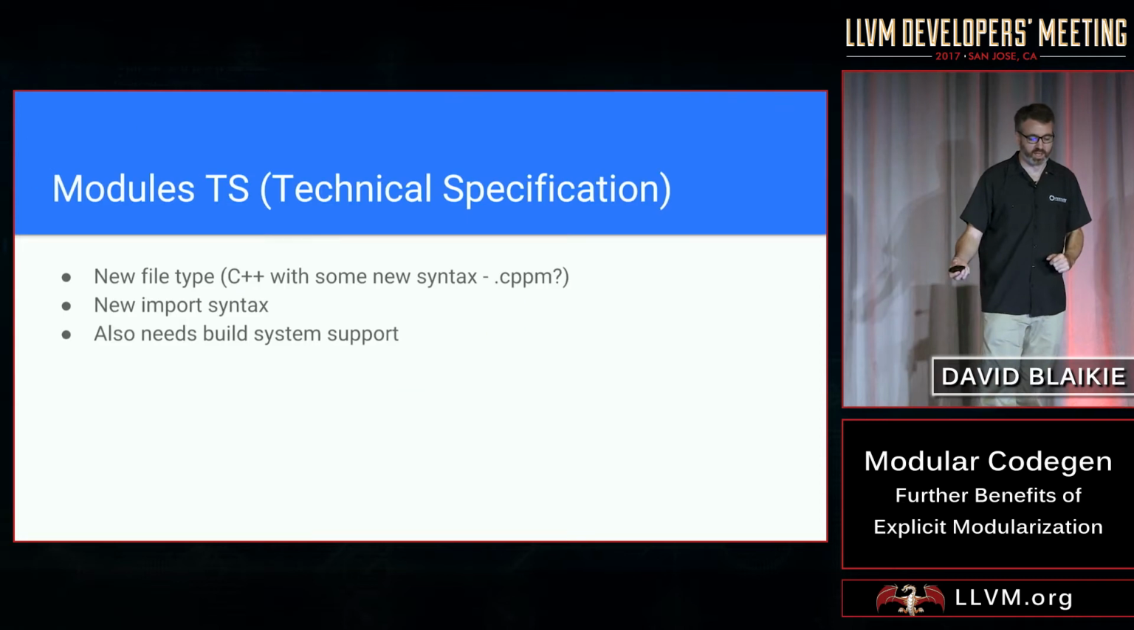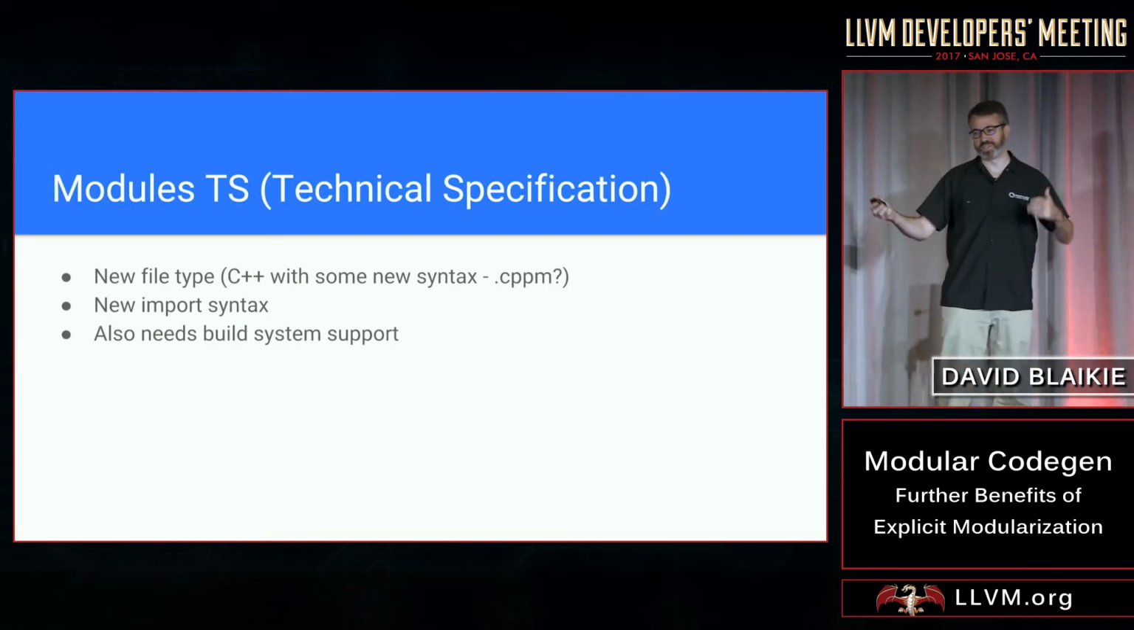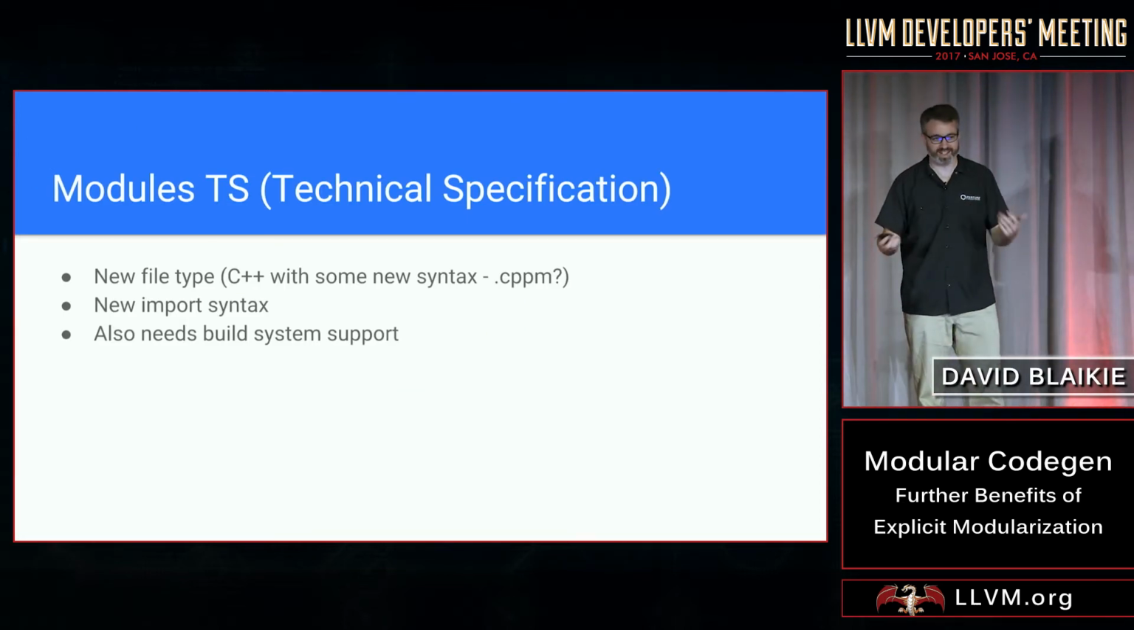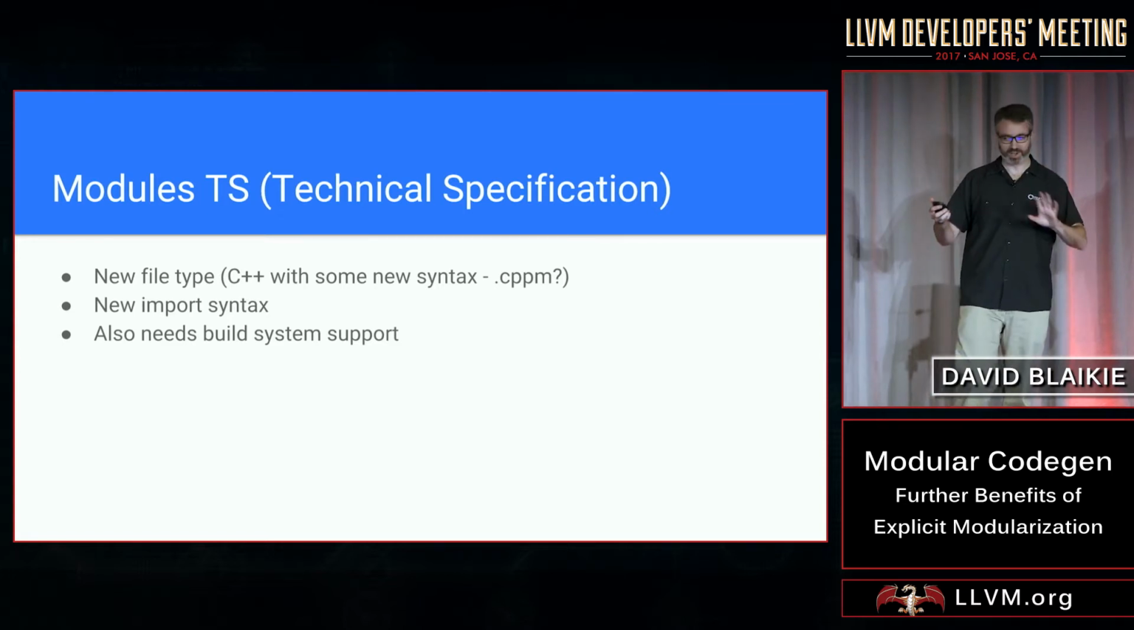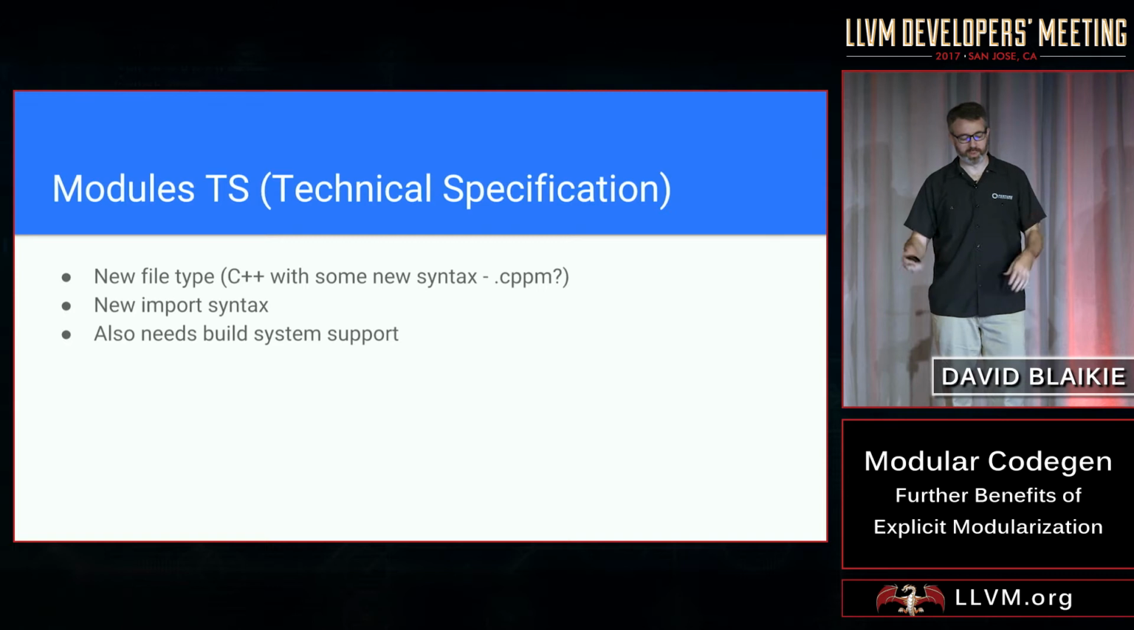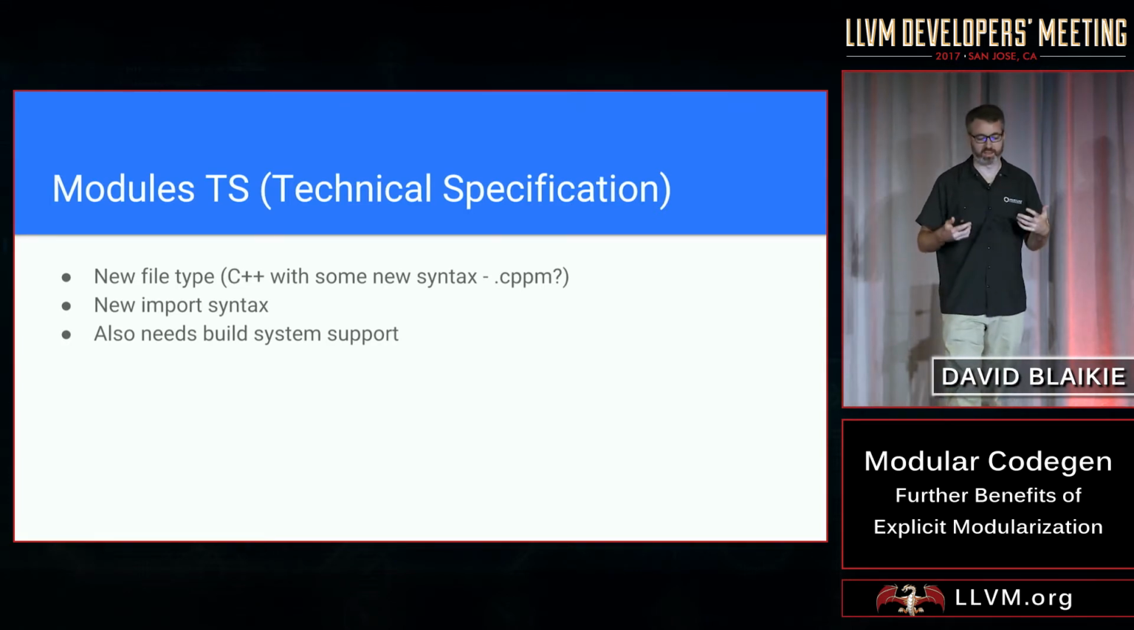There's another form of modules, which is the Modules TS. This is being standardized in the C++ committee, various flavors, still some outstanding things to deal with. But from a practical perspective for this presentation, it has a lot of similarities with the explicit modules. You have to modify your code, you have to modify your build system, and it does actually require modular code generation, which we're going to talk about shortly.